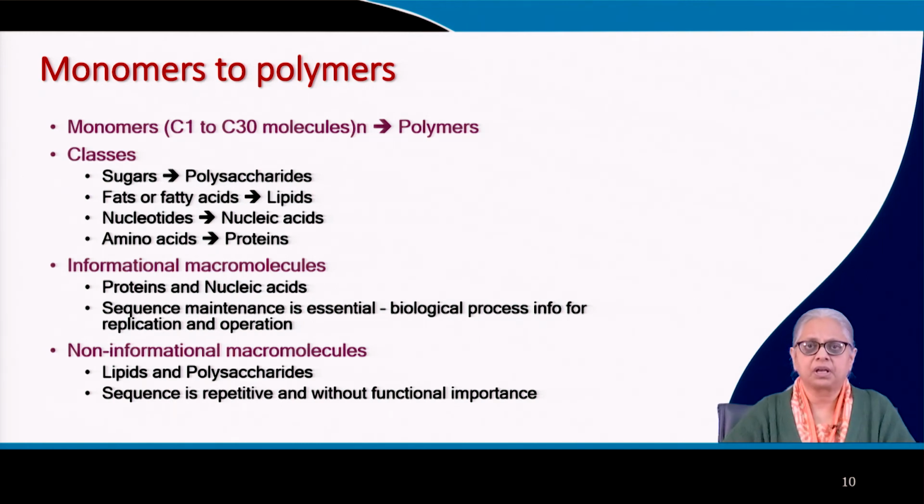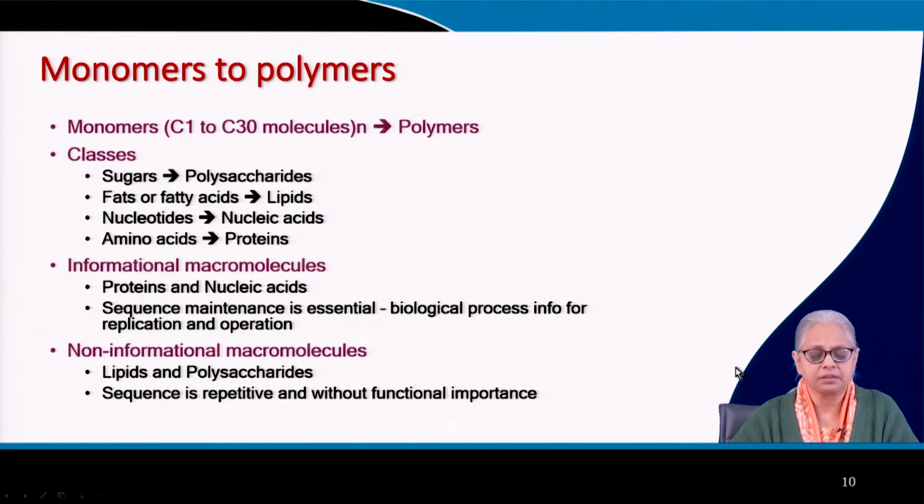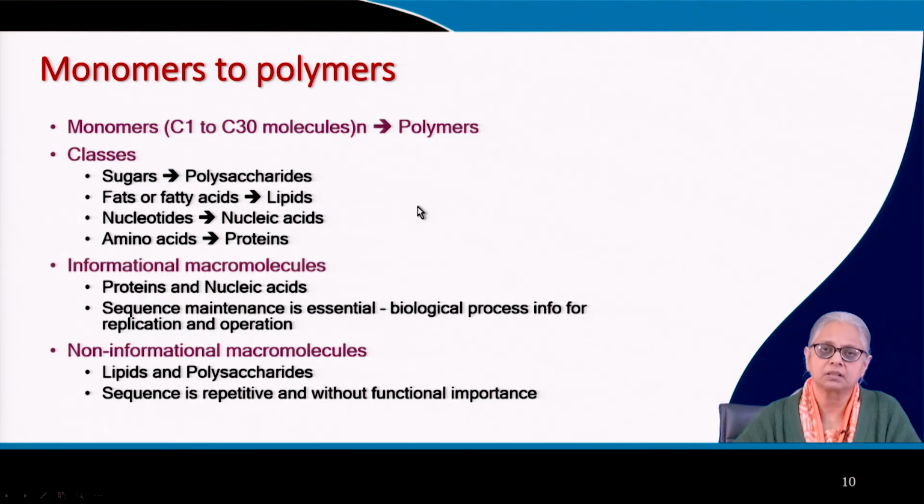These monomers can be C1 compounds all the way to C30 like fatty acid compounds, and these monomers will be linked together, maybe tens of them or hundreds of them and so on. We'll take a look at all of them. Now we have four major classes of biological macromolecules. Like I said, there are carbohydrates, proteins, lipids, and nucleic acids.